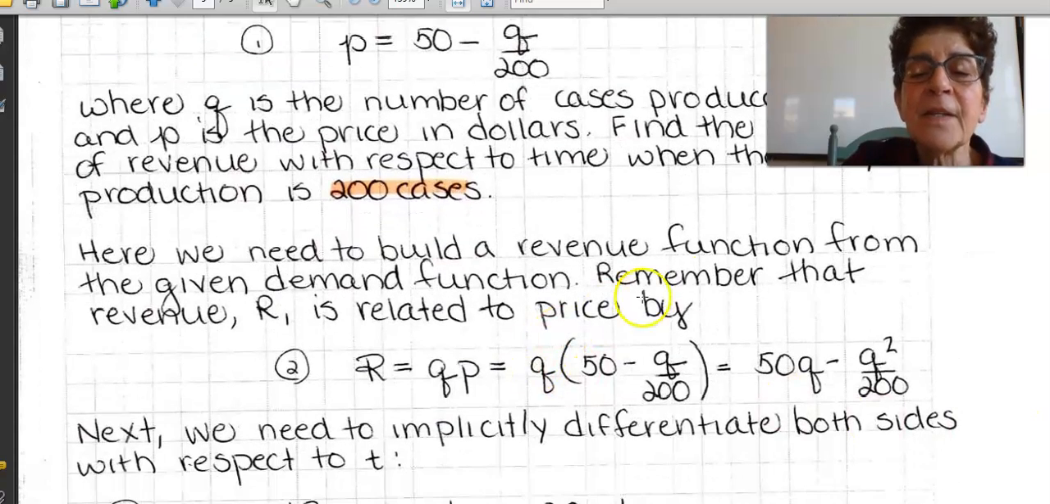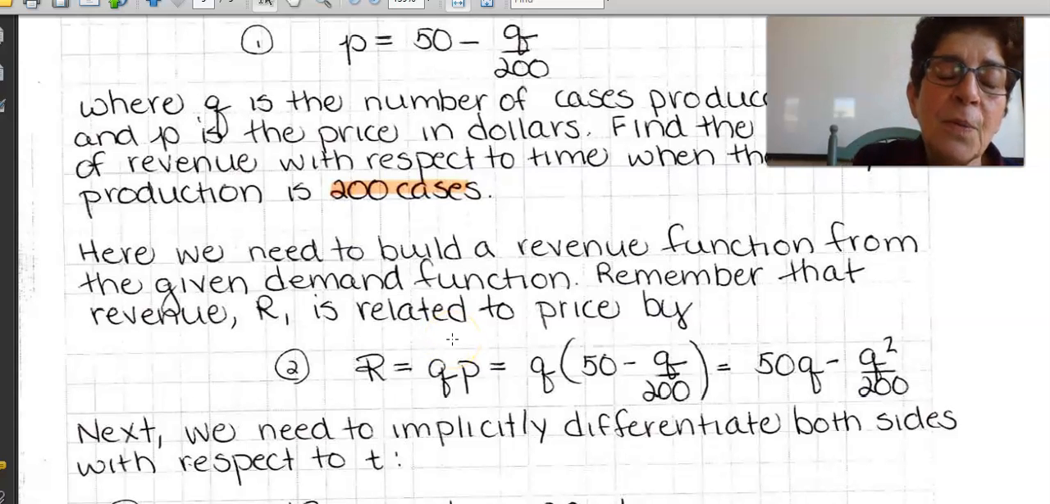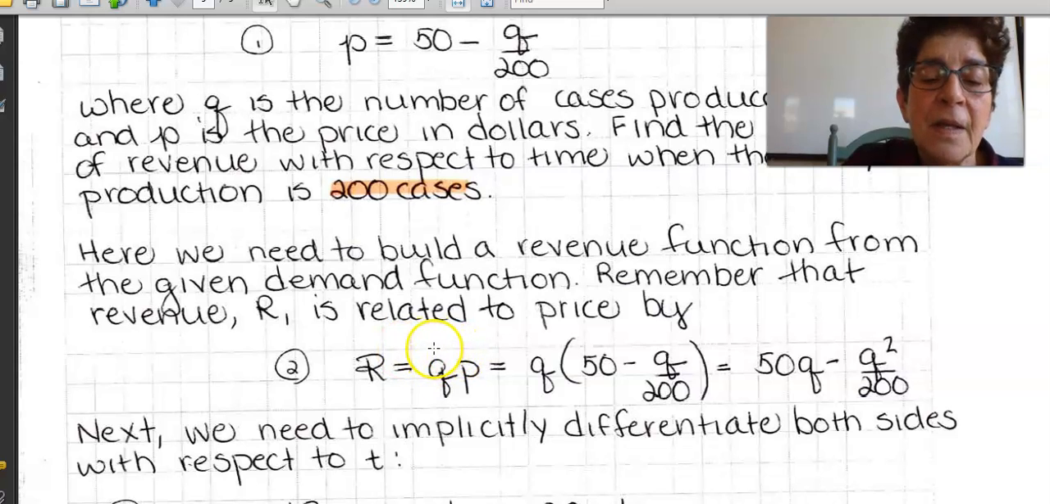We're going to build a revenue function from the given demand function by multiplying our price by our quantity demanded. You might remember from our class sessions my banana example where I said, let's suppose you want to buy 8 bananas, that's the quantity demanded, and they're 10 cents each. What would be the revenue somebody would gain from selling you the 8 bananas? That would be 8 times 10 cents or 80 cents in revenue. So this is the way you want to build your revenue function.